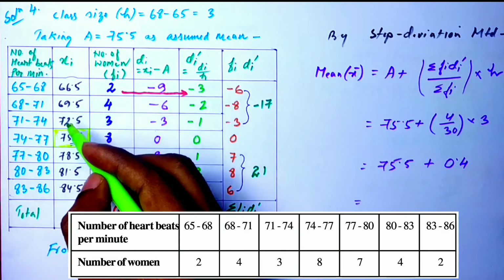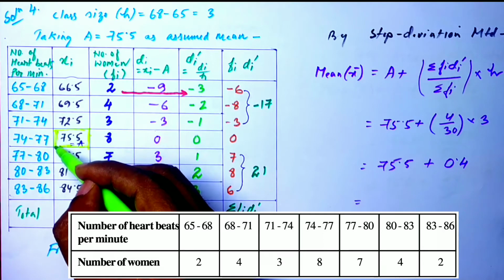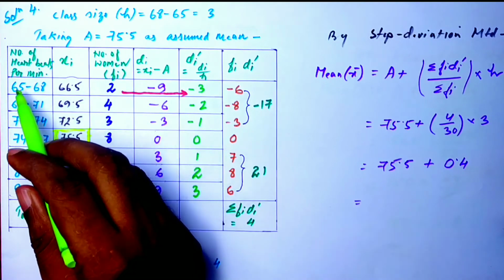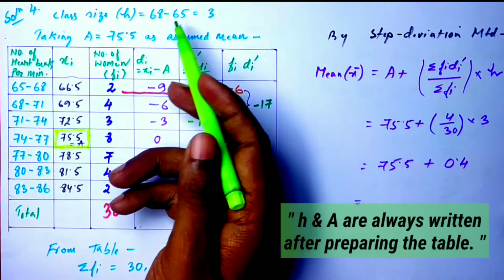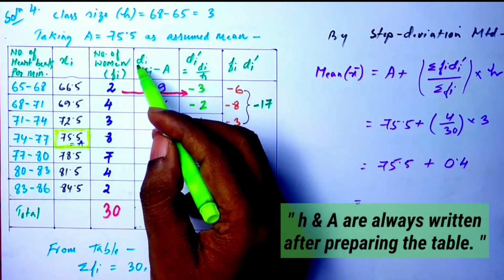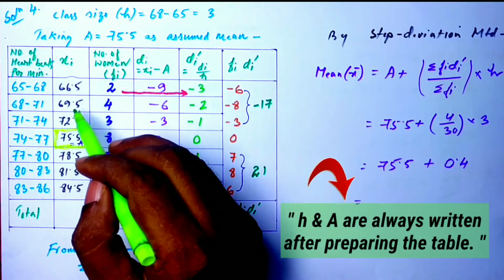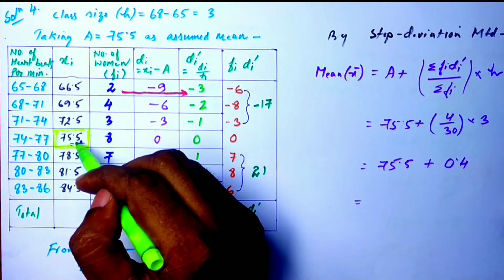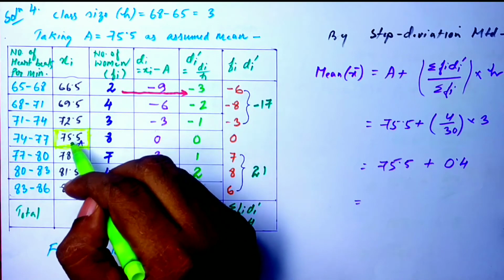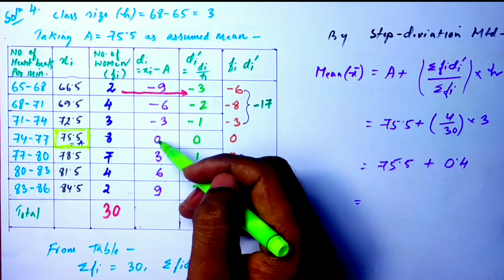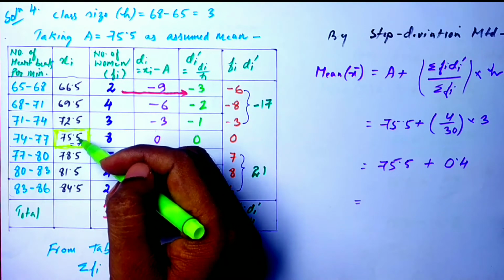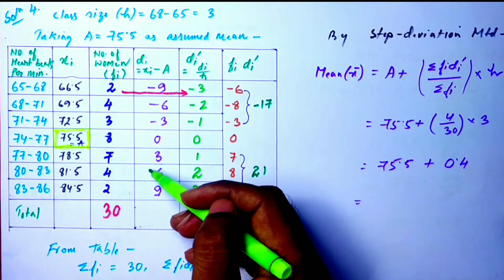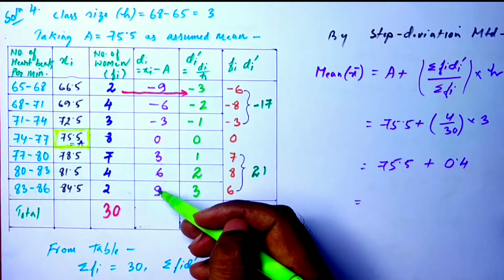And we have chosen 75.5 as our assumed mean, and class size: 68 minus 65 is our 3, the h value. We have found our Di, which is Xi minus A. 66.5 minus 75.5 is minus 9 and so on. 69.5 minus 75.5 is minus 6, 72.5 minus 75.5 is minus 3, here it is 0, 78.5 minus 75.5 is 3, 81.5 minus 75.5 is 6, 84.5 minus 75.5 is 9.